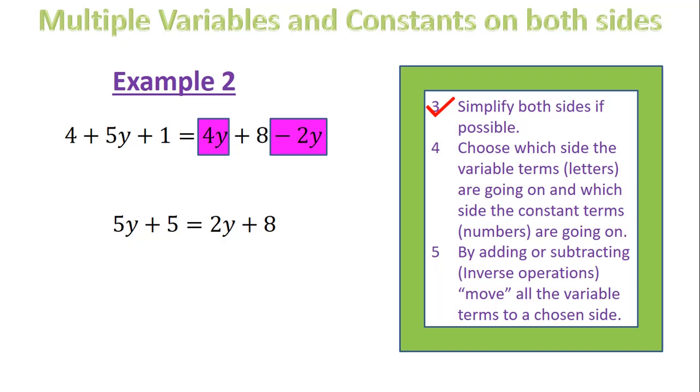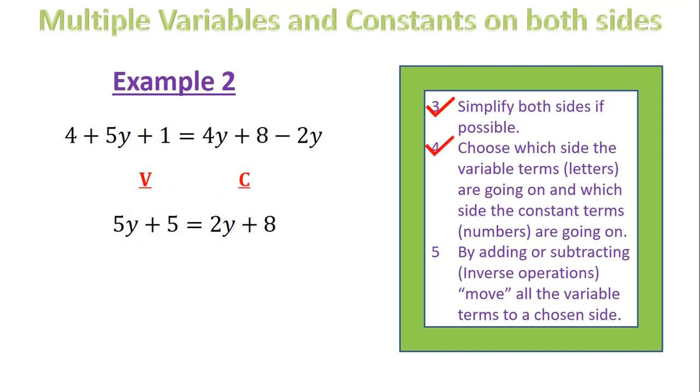Step 4, choose which side the variable terms are going on and which side the constant terms are going on. To do this, we look at our coefficients, and so I have a 5 in front of my y on the left-hand side, and I have a 2 in front of my y on my right-hand side. Okay, 5 is bigger than 2, so on my left-hand side I'm going to put my variables, and my right-hand side I'm going to put my constants. And so that is step 4, done.